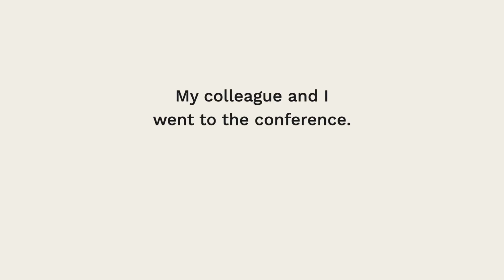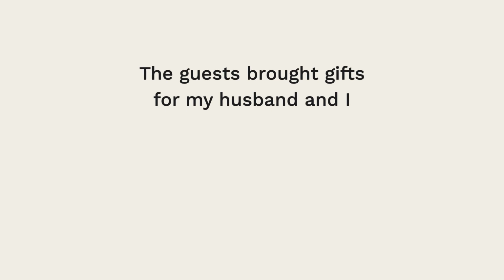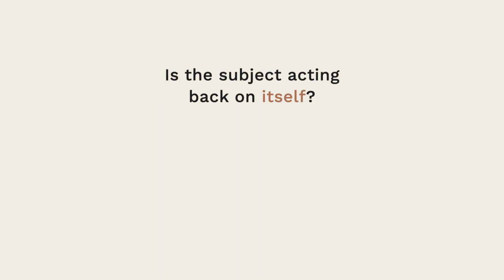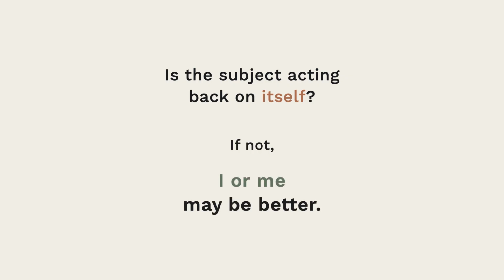A quick way to test all three is this. If another person appears in the sentence, remove them and test the pronoun by itself. For example, "My colleague and I went to the conference." Remove "my colleague," and the sentence becomes, "I went to the conference." That works. On the other hand, consider this example. "The guests brought gifts for my husband and I." Remove "my husband" and "I" doesn't work. "For me" does. And finally, if you're tempted to use "myself," ask whether the subject is acting back on itself. If not, the pronouns I or me may be the better choice.